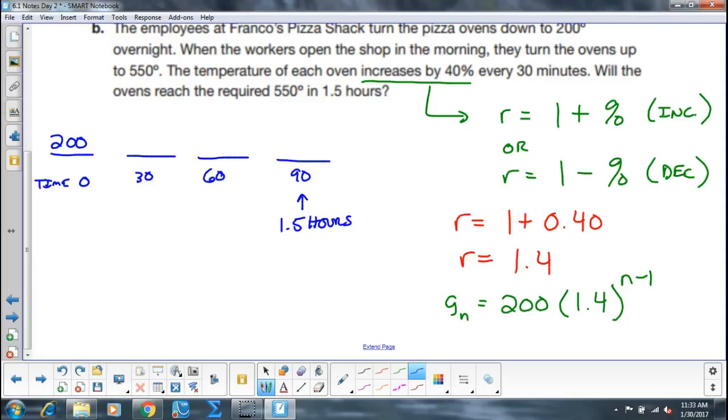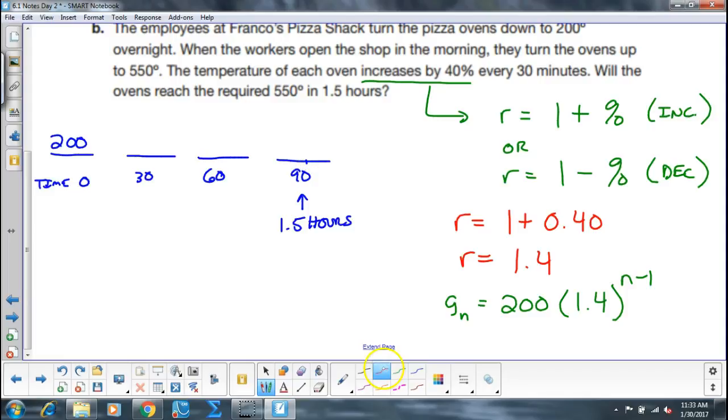So what's n? 30? What's n? 40? 0.40. What's n? Nope. 4. First term, second term, third term, fourth term.